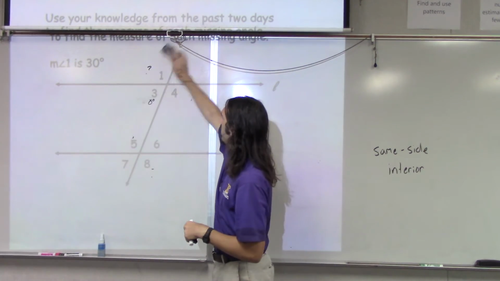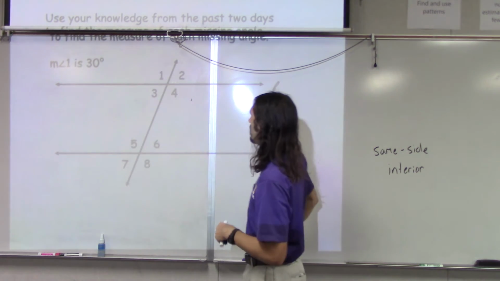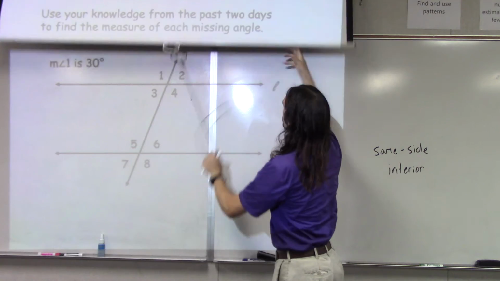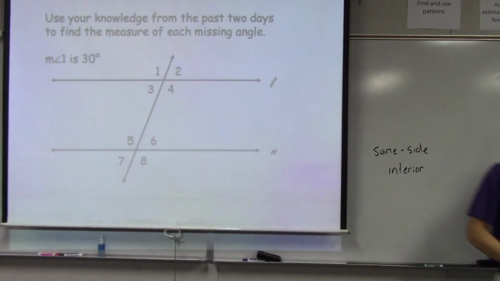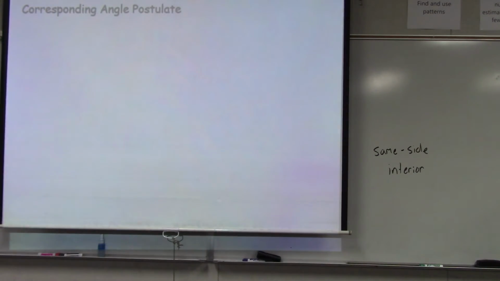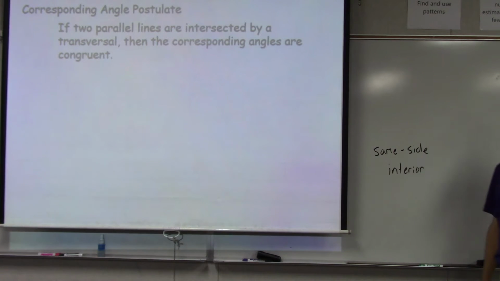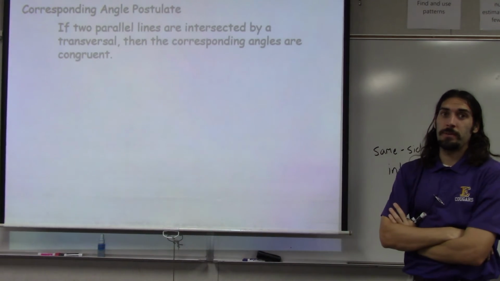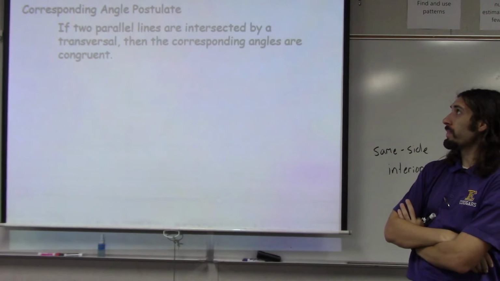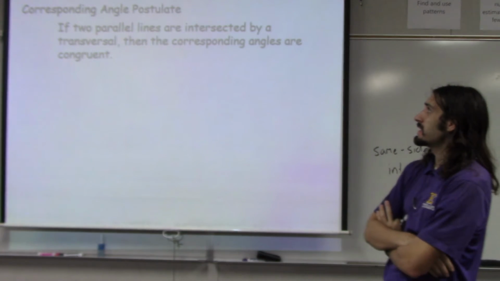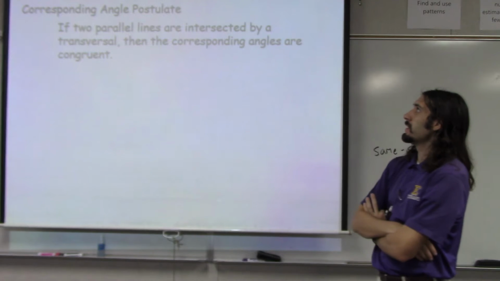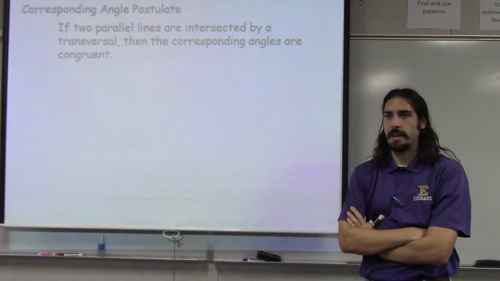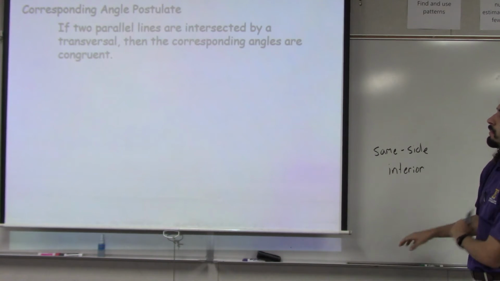We are going to look at the formal definitions of our theorems. So, straight up, this will be a bit of writing. Corresponding angle postulate in its entirety, written well, says this. If two parallel lines are intersected by a transversal, then the corresponding angles are congruent. Okay? And we probably remember that from our picture.